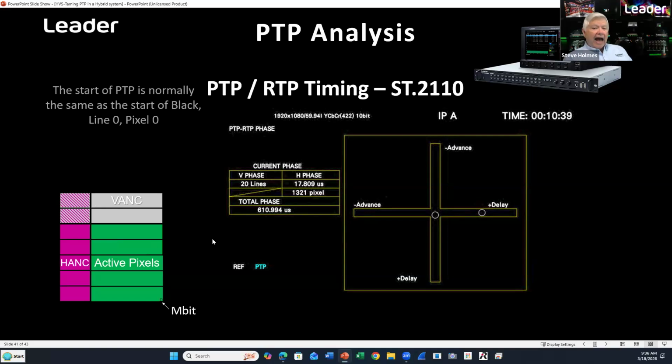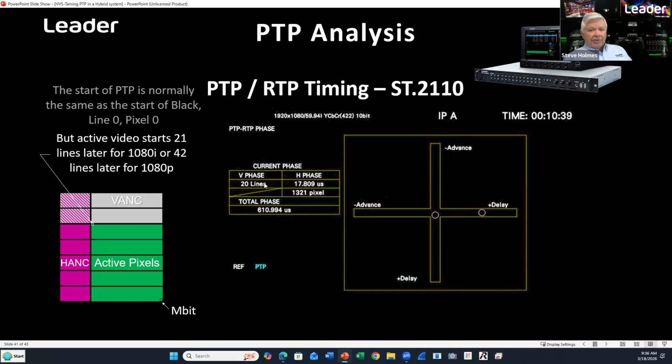So this is a 1080i feed. So this vertical interval is 21 lines in length. And in this case, my RTP timestamp came out at 20 lines. And what I have found is pretty much as long as your 21 lines plus or minus 2, you're within what the buffers will withstand within the 2110 system. It's best if you could have this thing on exactly 21 lines, but 20 will actually work just fine.